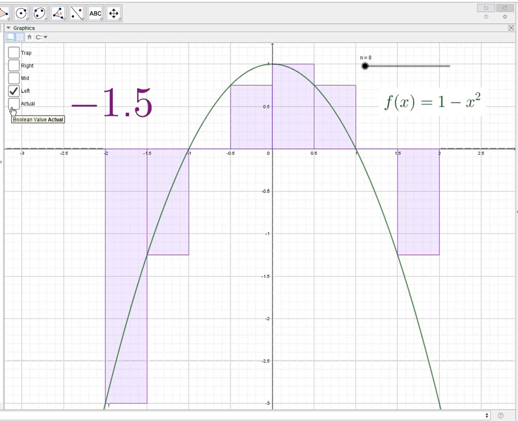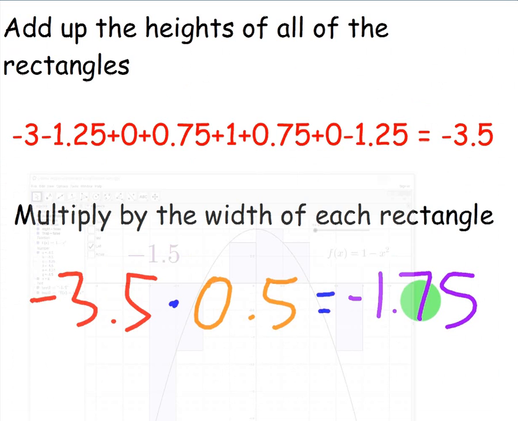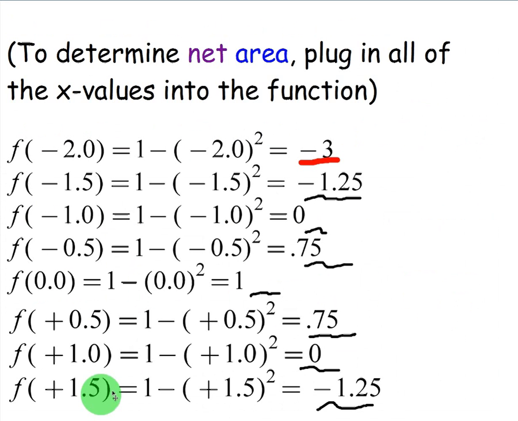Now we're also going to look at the actual area, which is -1.33. We can see that's what happens when you add these three together, or that -4/3 figure we looked at when we compared net and total area. So the question is, how do we make this left approximation more accurate? We're going to need to increase the number of rectangles. Now here's where I want to really be careful. I want to show you the summation notation for left point approximation.